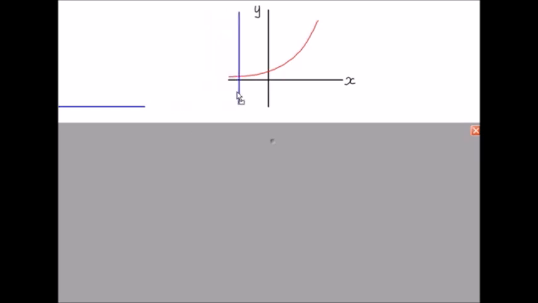So a vertical line test to see if you have a function. So yes, this is. And a horizontal line test to see if it's a one-to-one function. And yes, this is a one-to-one function. There's only one point of intersection.